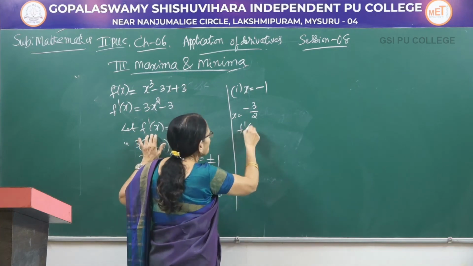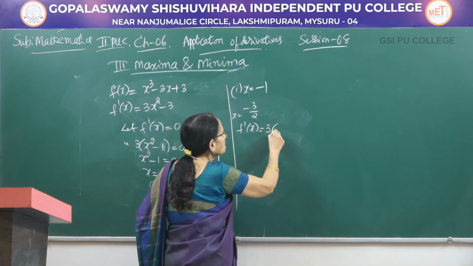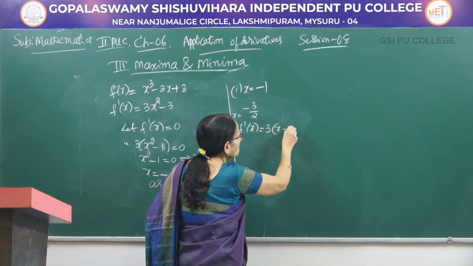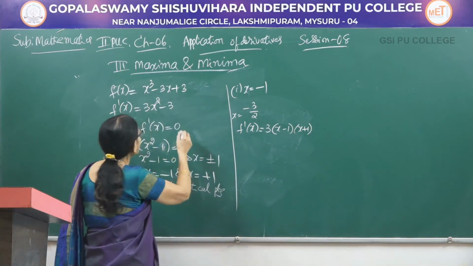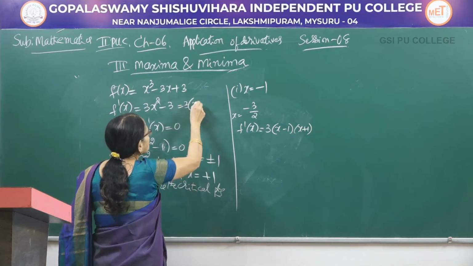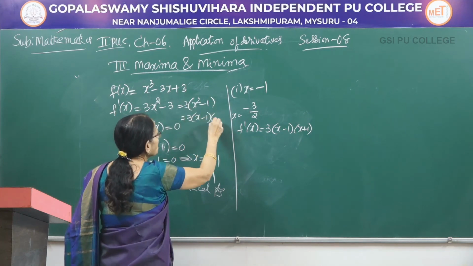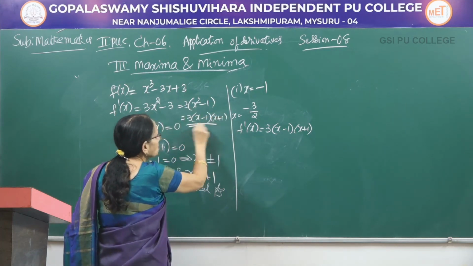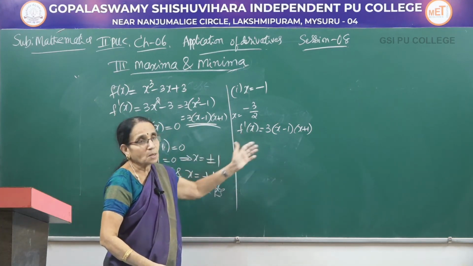Come to the expression of f dash x. F dash x is 3 into (x square minus 1), which you can write as 3 into (x minus 1) into (x plus 1). Like this also you can write. That would be helpful for you to argue whether it is negative or positive.